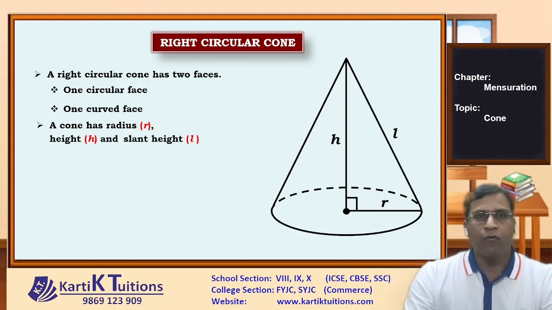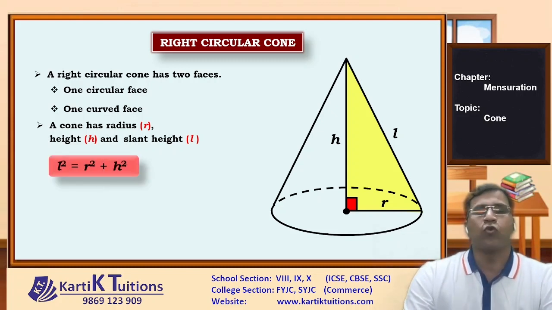Now if you observe, we get a right angle triangle. Sir, how do you know? See, one angle is a right angle. Now whenever you see a right angle triangle, who should you remember? Pythagoras. What does Pythagoras say? Hypotenuse square is equal to side 1 square plus side 2 square. Now look carefully here: if I apply the same concept, I get L square is equal to h square plus r square. Now this is the formula to find the slant height of a cone.